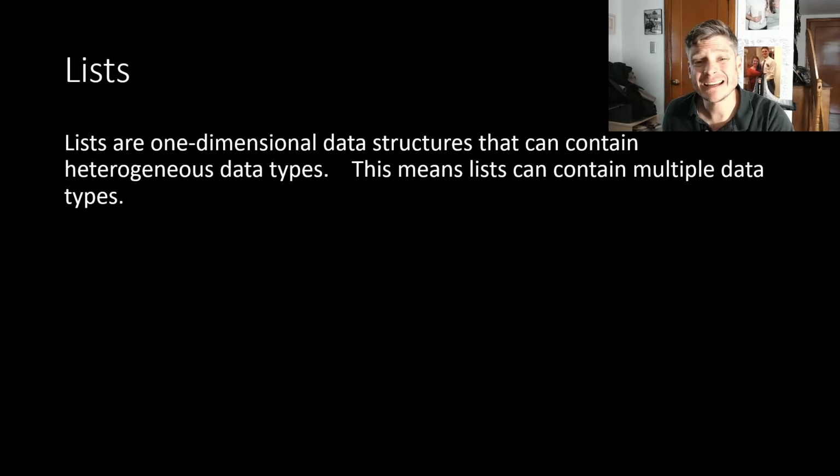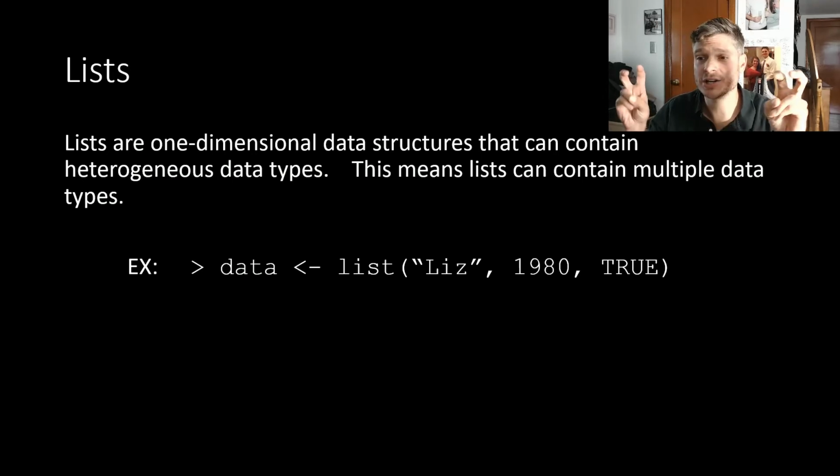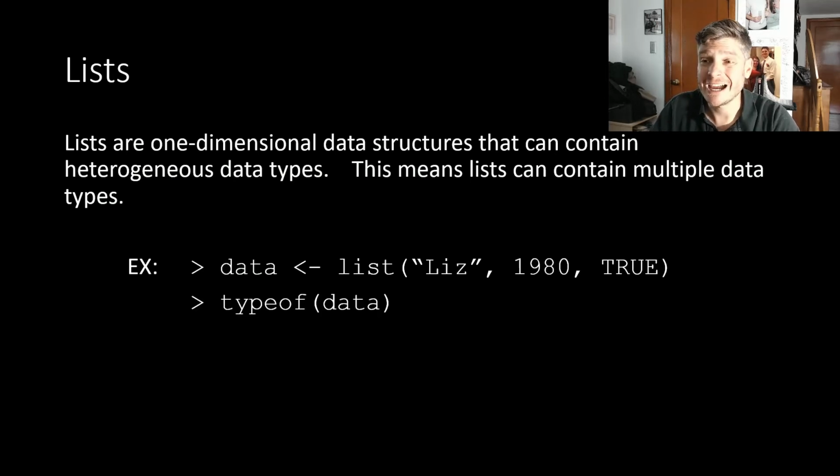Now, lists are one-dimensional data structures that can contain heterogeneous data types, which means that a list can contain multiple different types of data. For example, if I have a list called data, my list can store the character Liz, the number 1980, and the logical true. I can mix my data types up, and that will be fine. And if I run type of data now, it's going to tell me that this is a list, which is very nice. It's a list of data, which means it can have a bunch of different data types in it.